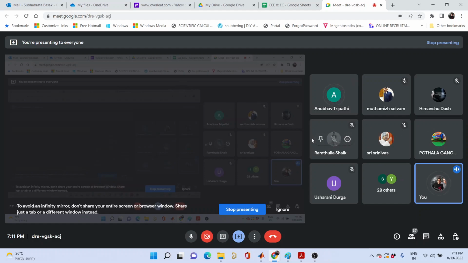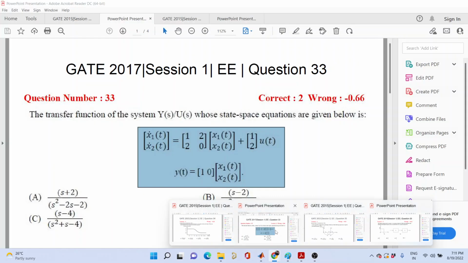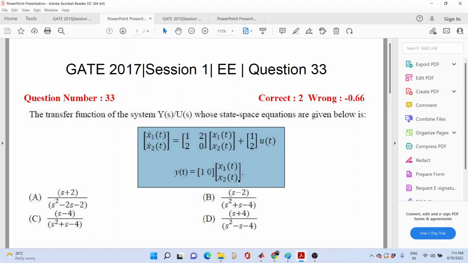Can you try and say whether the system is stable or unstable from these state space equations? Just by looking at the equations, no pen and paper, can you tell whether it is a stable system or unstable system?